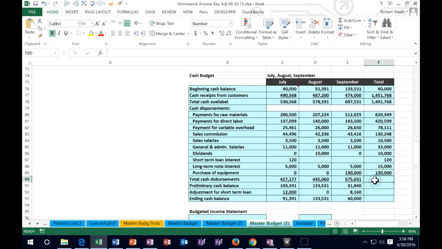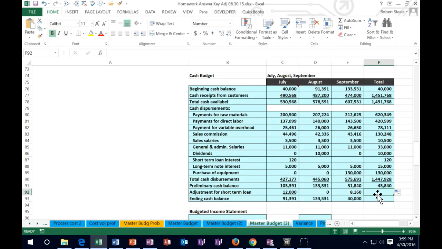And then sum this up. Again, we could pull this across. Like this is the sum here, enter. I'm going to put my cursor back on that, autofill, and drive it over here. And it does the calculation like so. And then we can do the same thing for the preliminary, which is going to be the cash available minus the cash disbursements. Put our cursor here and autofill that across.